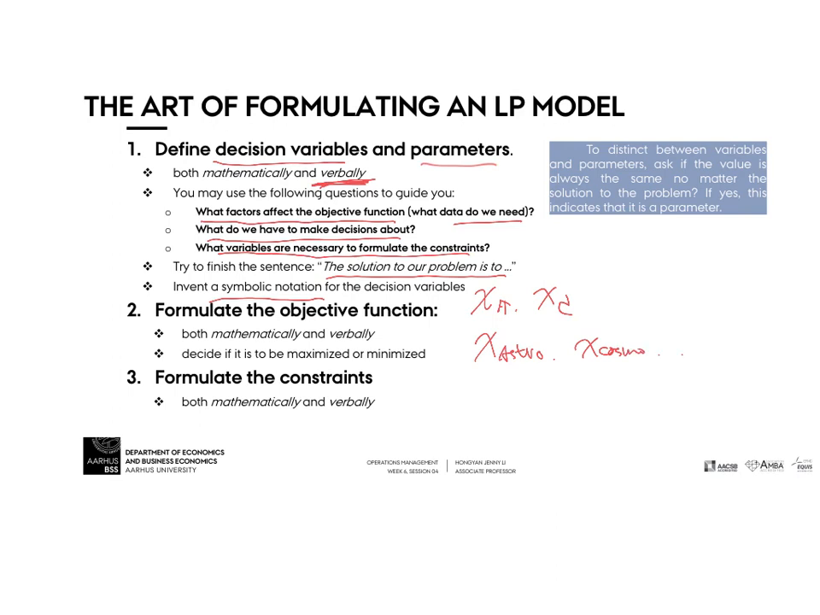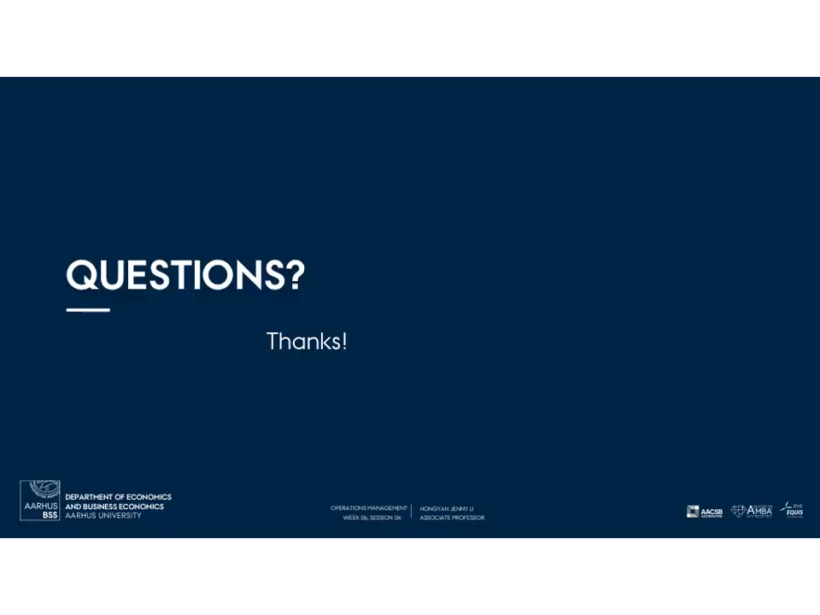Then the second step, formulate an objective function. Again, try to do that verbally as well, because if you need to present your result to business people, then they need to understand what you are doing. Decide if it is to be maximized or minimized, and then formulate constraints. Again, remember, verbally. It also helps you to check if you have considered all the constraints.